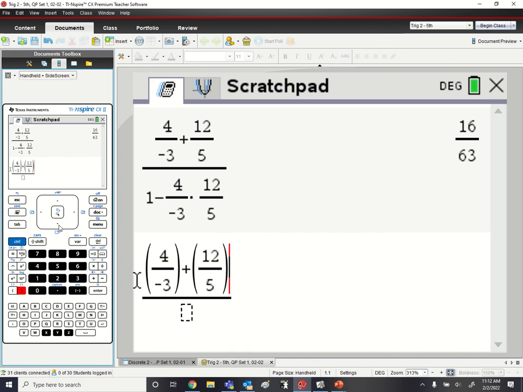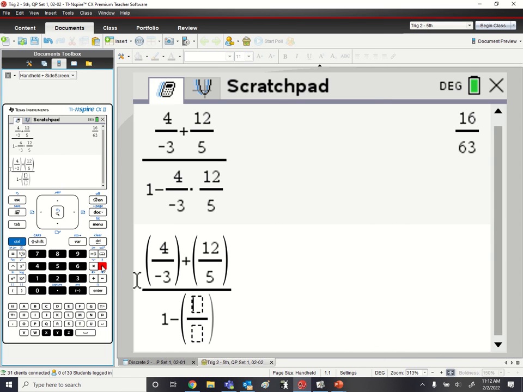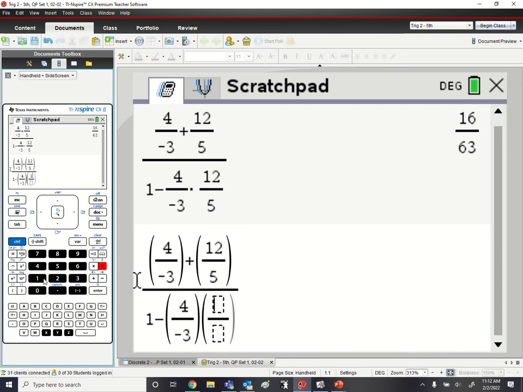Close that, and then go over here. 1 minus, open it there, control divide, 4 over -3 over, close it, and then open it again, control divide, 12 over 5, and then I'm closing off my last one.